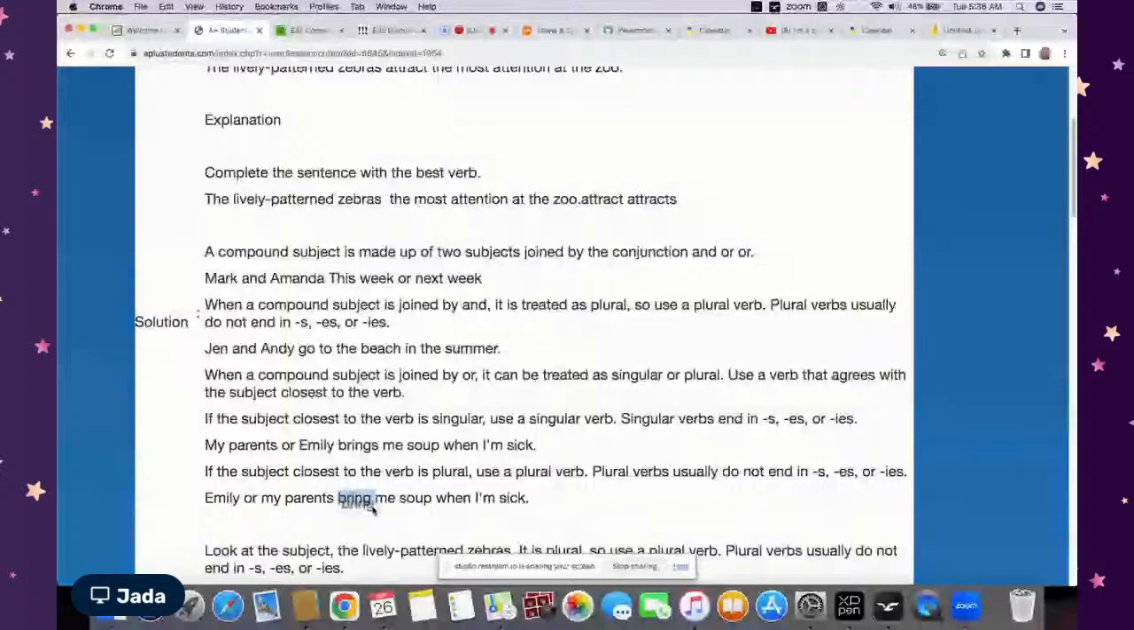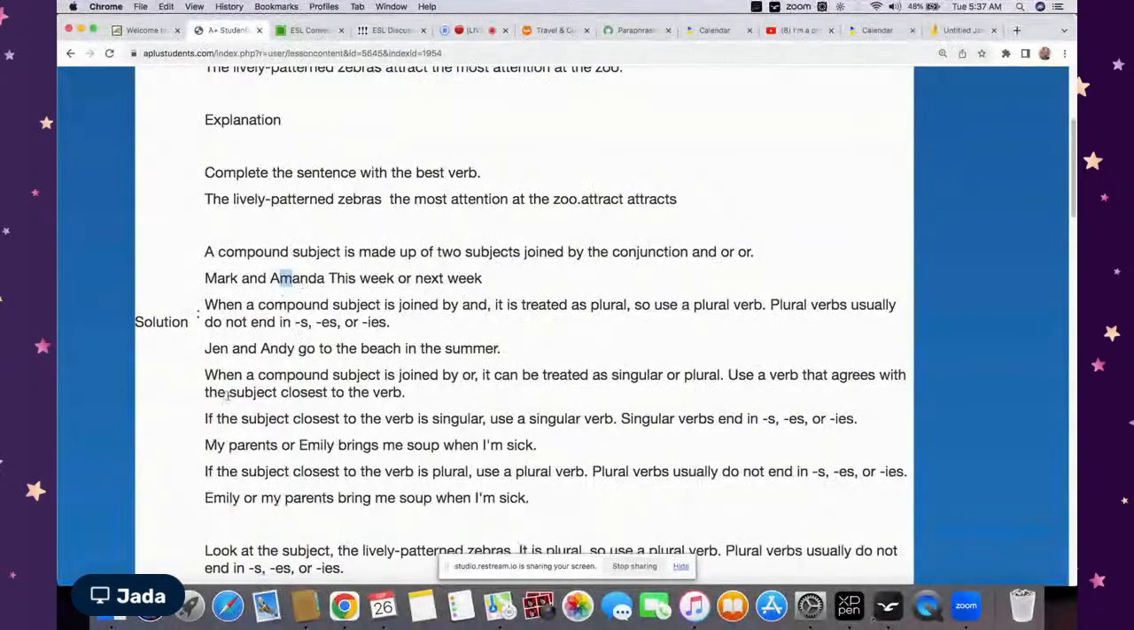A compound subject is made up of two subjects joined by the conjunction and or or. Mark and Amanda, this week or next week. This is an example of a compound subject joined by a conjunction. Now, when a compound subject is joined by and, like Mark and Amanda here, it is treated as plural. So once you see Mark and Amanda, you know that it's treated as plural, and then you will use a plural verb. And of course, the plural verb does not end in s or es.